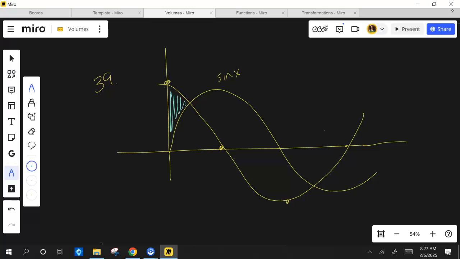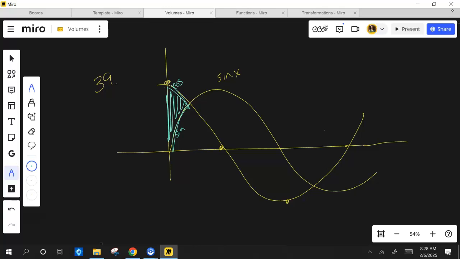This is the one I'm talking about, right? So this up top now is cosine and this is sine. Isn't that what it's saying? Wait, let me read. It might not be that one. Wait, yeah. Bounded on the left by the y-axis and on the right by the curves. So this curve and this curve.